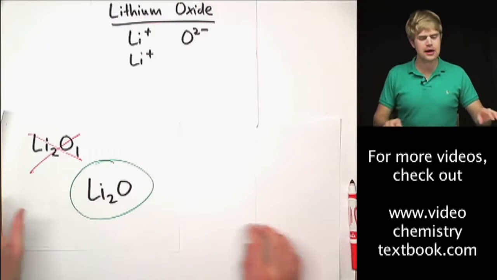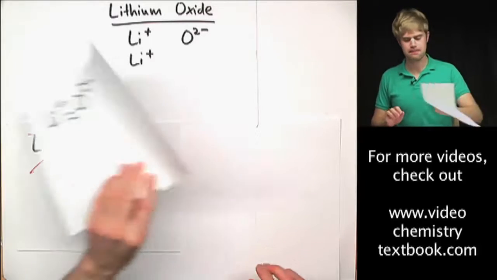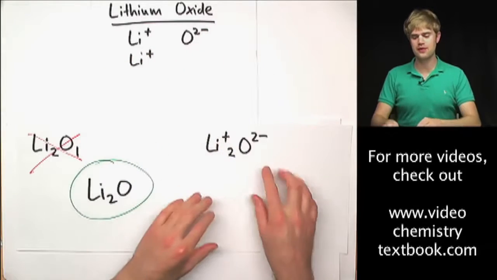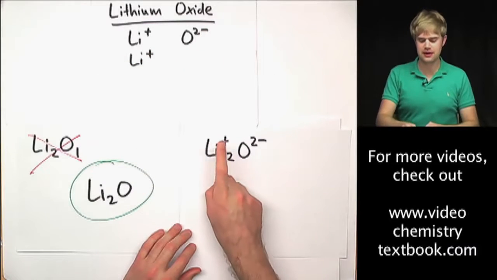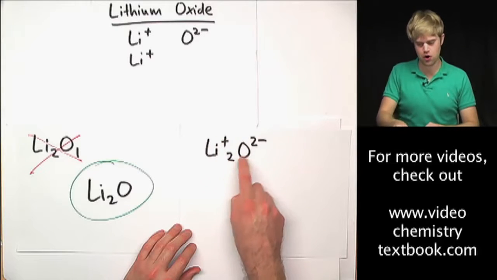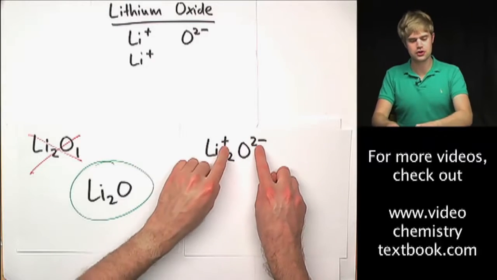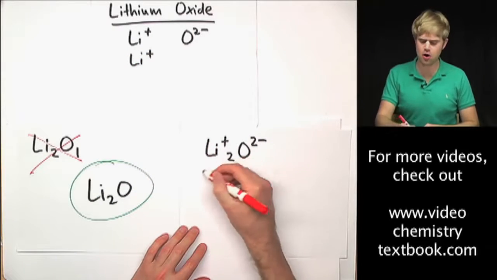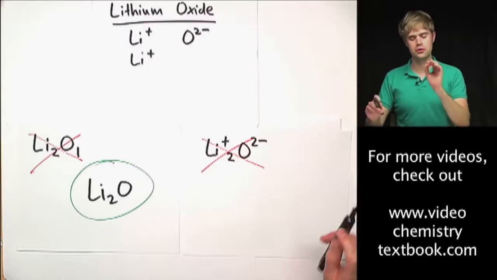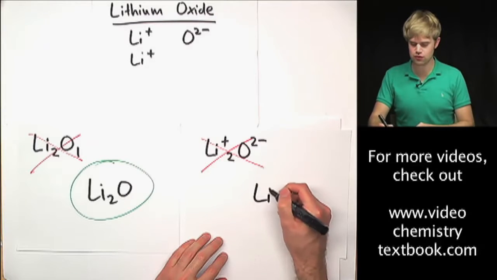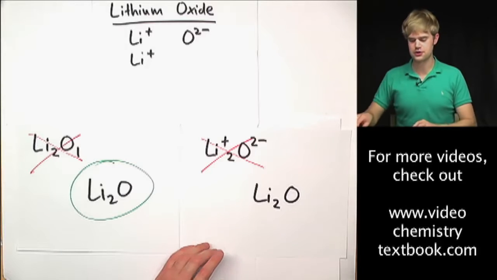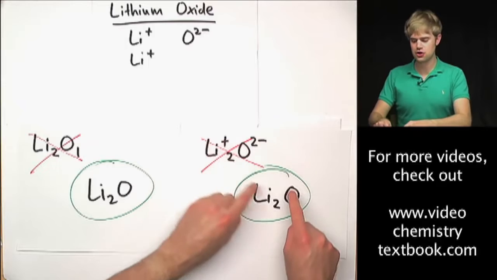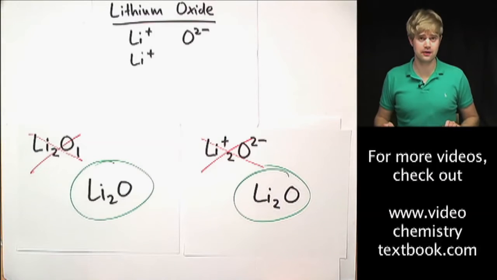This is the right way to do it. Here's another mistake that people often make. They don't remember to get rid of the charges when they write the chemical formula. So they end up writing something like Li plus 2, O2 minus, where the charges that were on the atoms here stay when they write the chemical formula. This also, unfortunately, is wrong. When you write the chemical formula, you want to get rid of all of the charges. So you just write again, Li2O. Make sure there aren't any charges in the chemical formula when you finally write it. Okay?